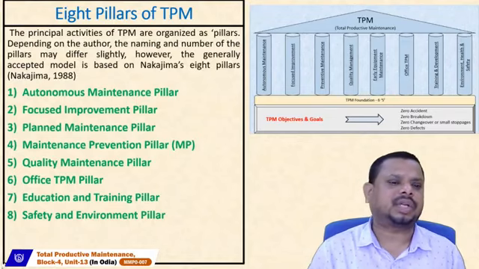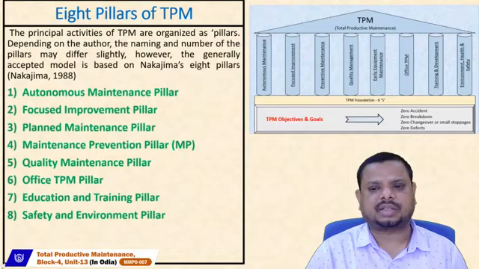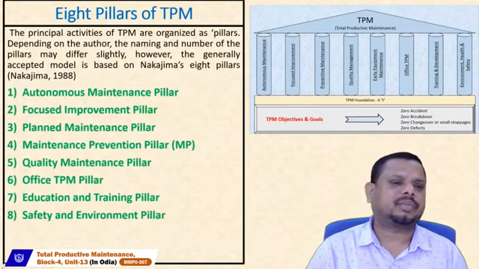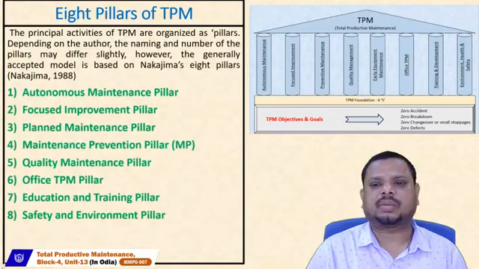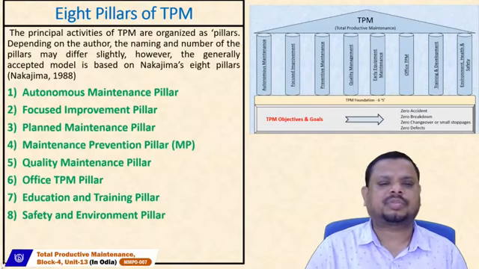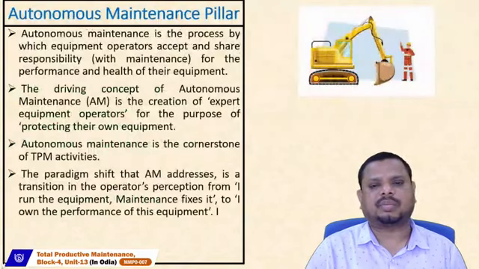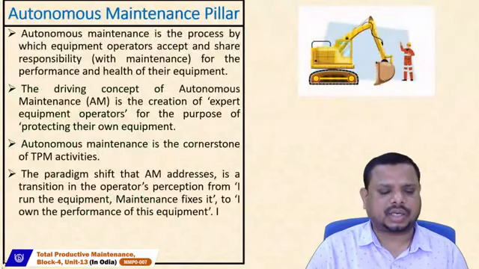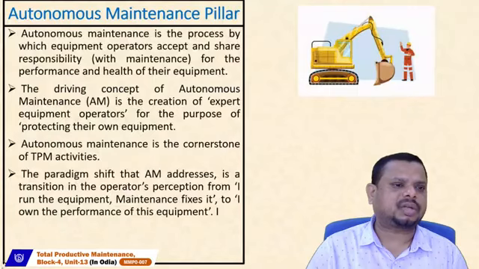And here, in the case of maintenance management, it basically avoids various breakdowns, accidents, defects, and changeovers whenever a company implements total productive maintenance. So, moving to the next one, the first pillar we have is known as the autonomous maintenance pillar. So let's understand the autonomous maintenance pillar.